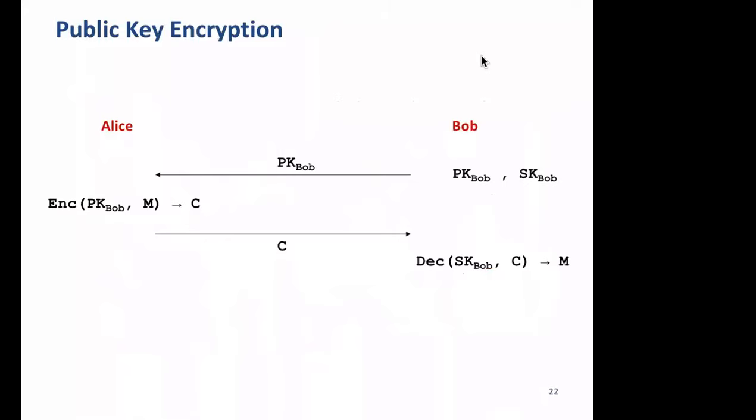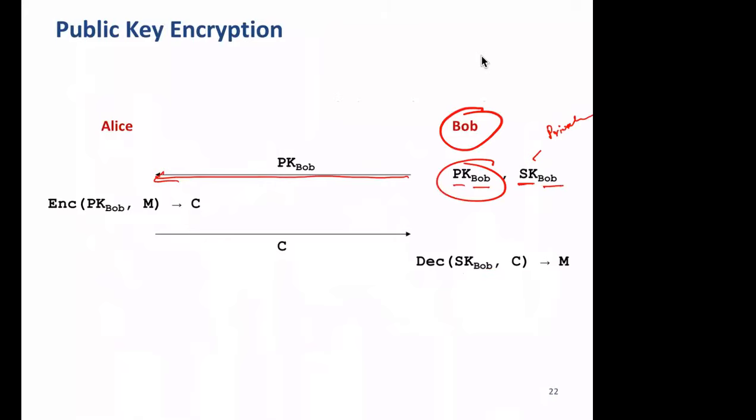Okay, so Bob generates two keys. Now I've changed the notation slightly. I say this is the public key of Bob. This is the secret key of Bob. Secret key is nothing but the private key, which only Bob knows. Now Bob only sends the public key, so he sends the public key to Alice.